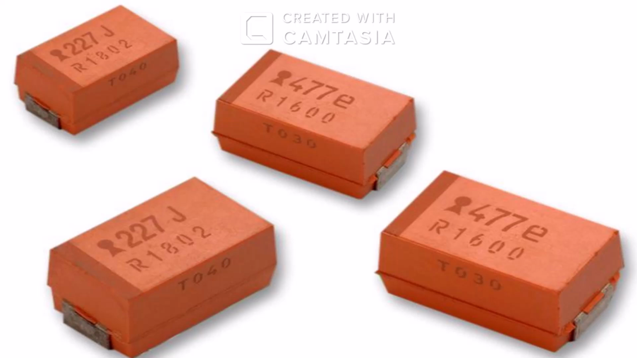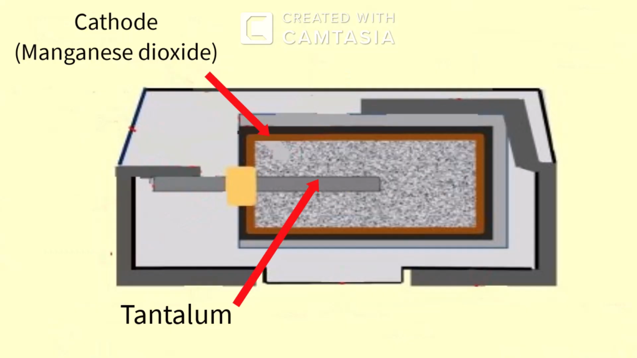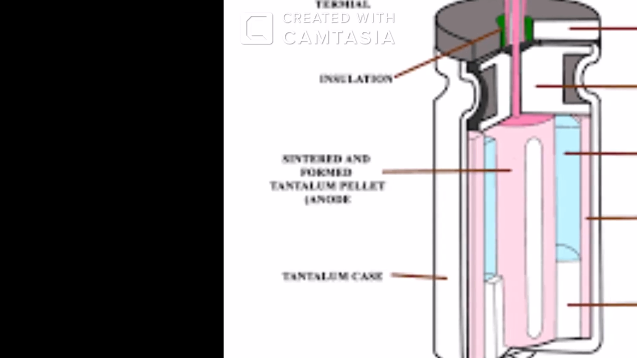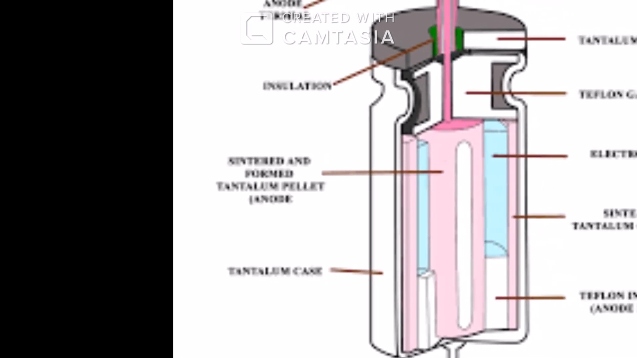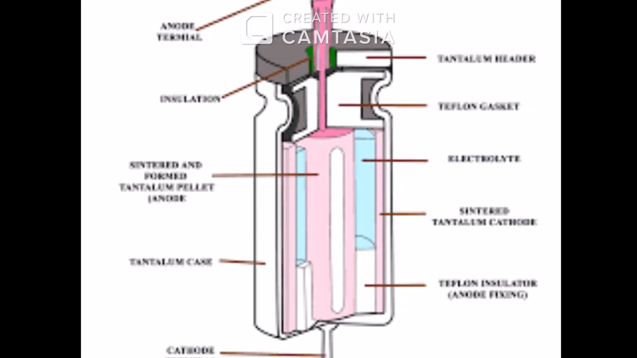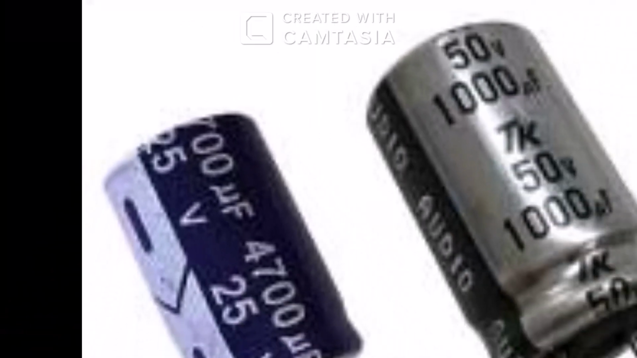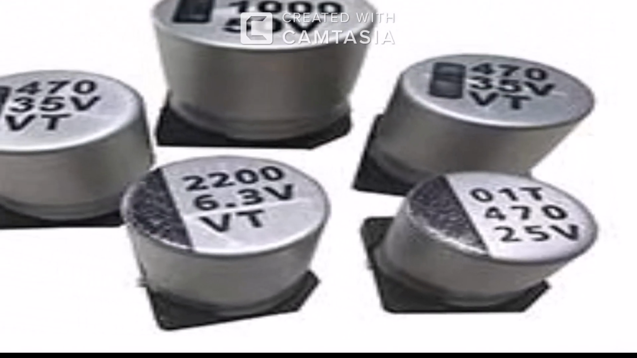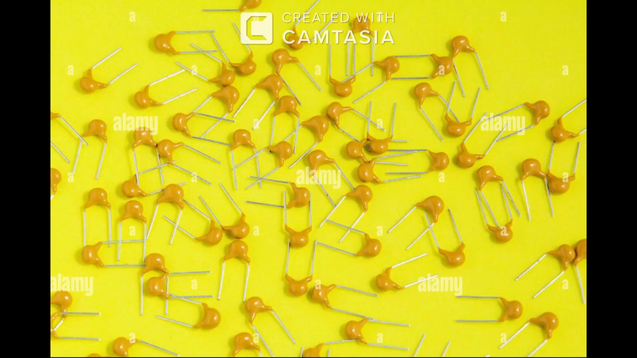These are designed to replace tantalum capacitors and have the same structure and characteristics, except they use niobium pentoxide as the dielectric material. Now that we've looked at the structure of electrolytic capacitors, let's explore their key features. The most important feature is their high capacitance, thanks to the use of electrolyte and dielectric materials. Another key feature is their compact size.